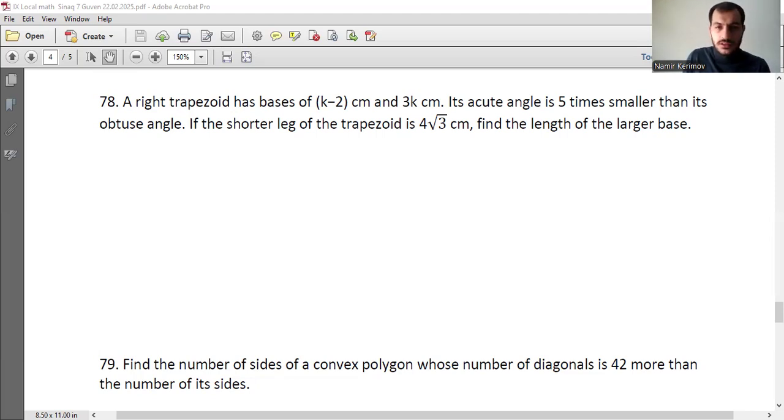Let's say alpha, that should be 5 times alpha. And we know that 90, 90, 5 alpha and alpha, that should be 360. So alpha plus 5 alpha is 180. 6 alpha is 180. So alpha is 30. So measure of this acute angle is 30. And obtuse angle should be 150.